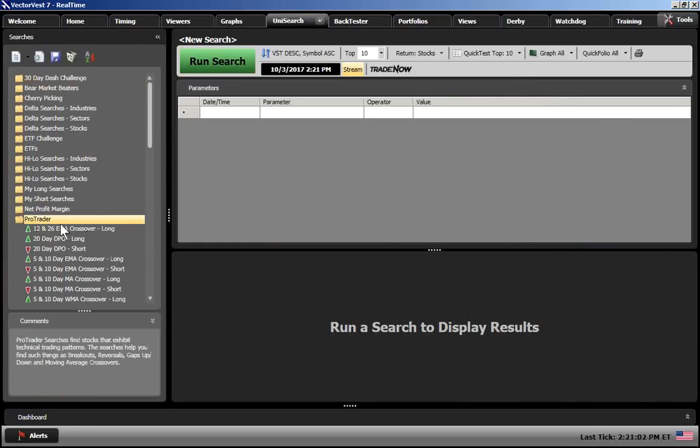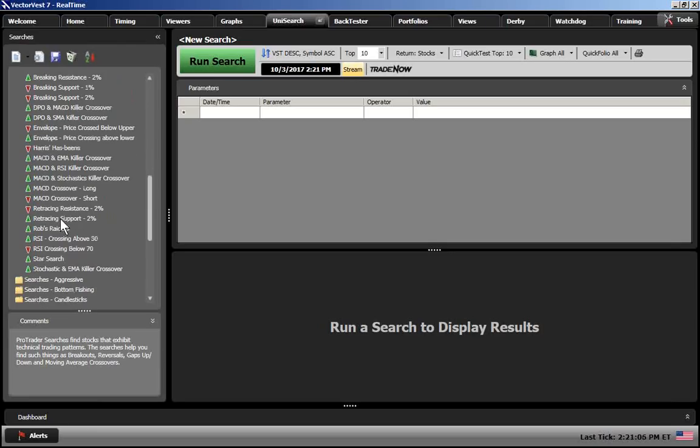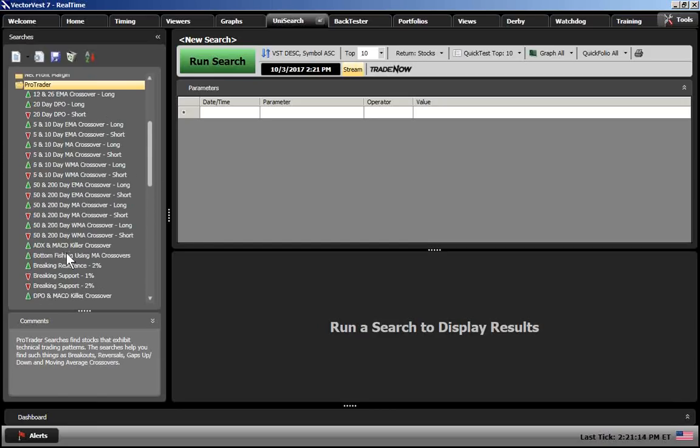Now, when I open that, look at all of the technical searches that are already here and available for you right off the bat. Without ProTrader, you don't get this folder. All right, so it is an enhancement.